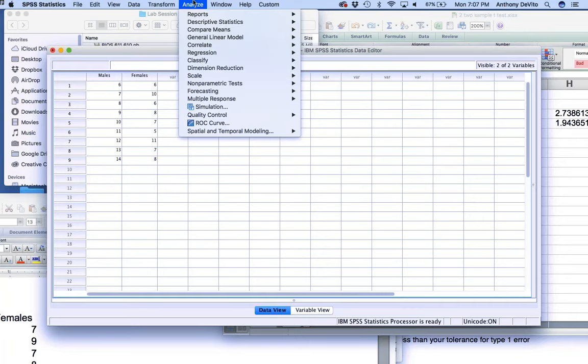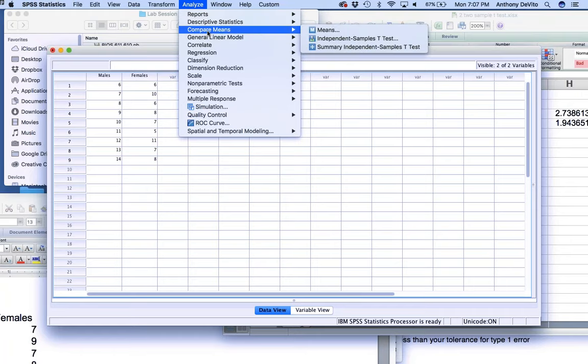Okay, I'm going to say analyze, and where am I going to go? I'm comparing means here, right? That's really what I'm doing here. So I'm going to compare means. These are independent samples t-tests.